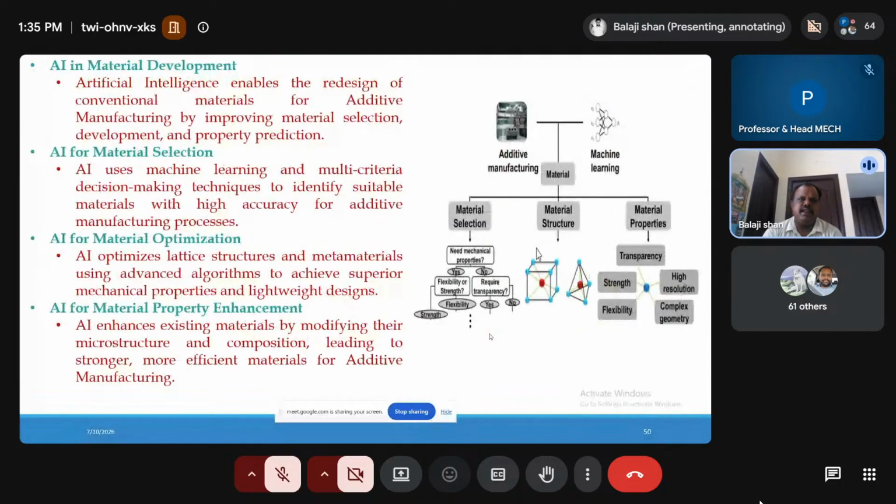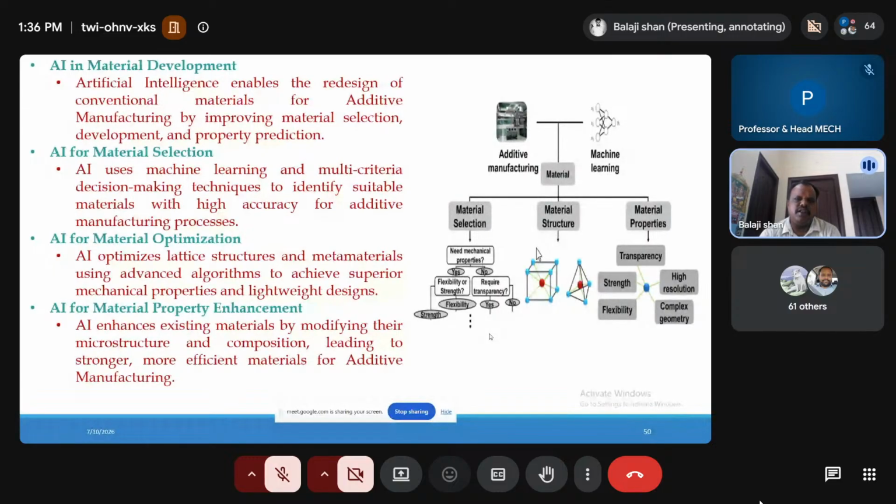So AI in the material development. Artificial intelligence enables the redesign of conventional materials for additive manufacturing by improving the material selection, development and property prediction. For example, we are going for a new component and we are going to select the material. So based on the requirement of the component, AI will suggest which material should be easily bonded with the existing material, based on the cost, the aesthetics, the speed, and the process parameters. It will give some suggestions based on the final output of the product.